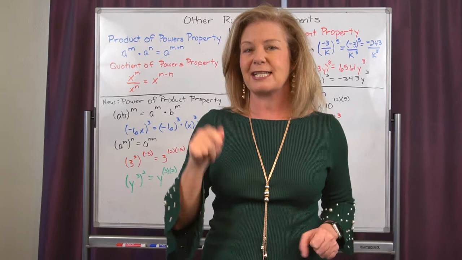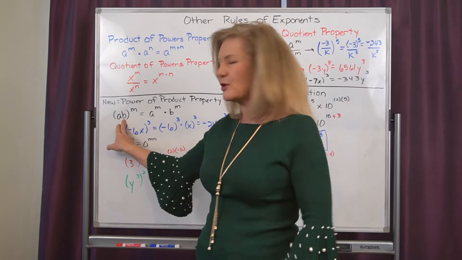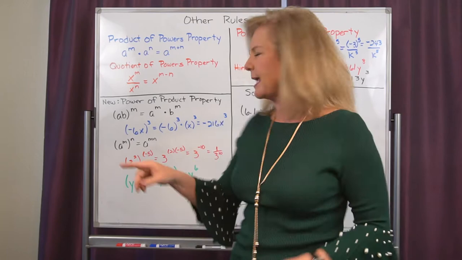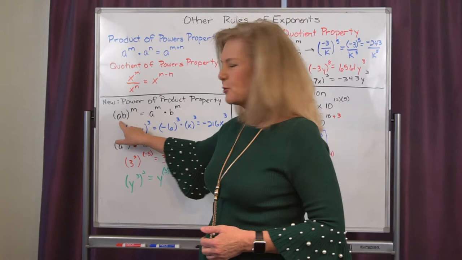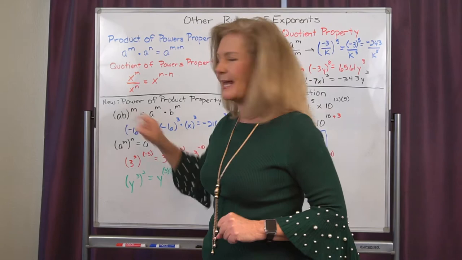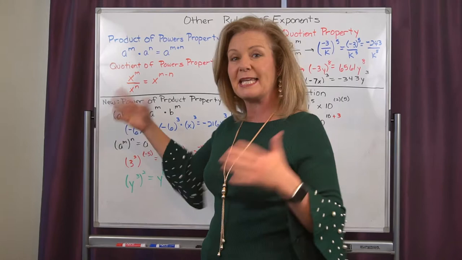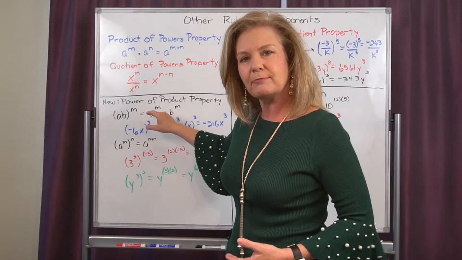What's happening today is now we're going to have two different variables or numbers inside the parentheses, and a single exponent on the outside. What this is actually called is the power of a product property. You can think of each of the individual pieces inside the parentheses as their own number, and we can apply that exponent to each of those individual parts. So if I had A times B inside the parentheses to the M power, that would become A to the M power times B to the M power.